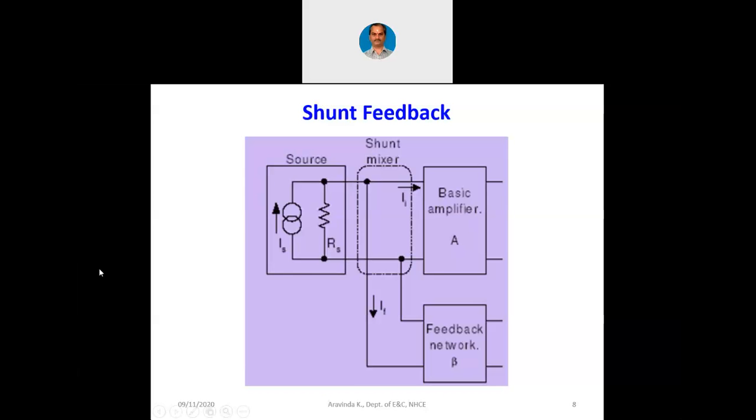For this purpose only, I discussed the basic four types of amplifiers called voltage amplifier, current amplifier, trans resistance amplifier, trans conductance amplifier. Now naturally, those four will have different types of combinations of these four feedback types, so as to have an improvisation in their performance.